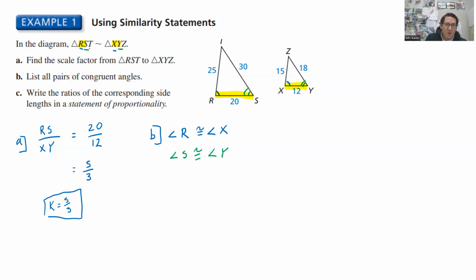The reason why I like to look at the statement is because sometimes the diagrams are orientated different ways, so it doesn't match up nicely like this. These are just listed out perfectly orientated the same way. Sometimes it's not like that, and so you want to look at the statement here just to be sure. That's supposed to be a T that got cut off. So angle T is congruent to angle Z. Done. Write the ratios of the corresponding side lengths in a statement of proportionality.